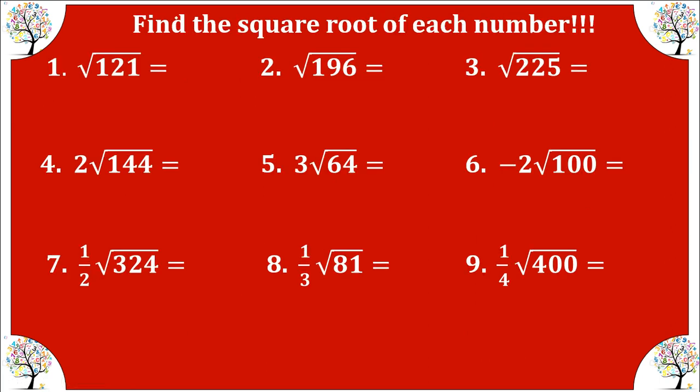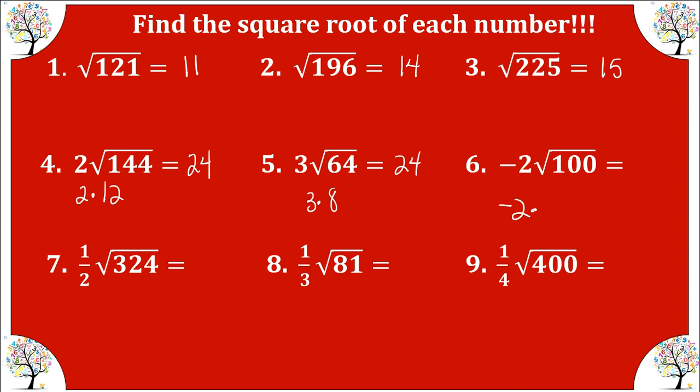Let's review finding the square root when we have a perfect squared number. The square root of 121, or undoing something that was squared, is 11. The square root of 196 is 14. The square root of 225 is 15. The square root of 144 is 12, times the coefficient 2 gives us 24. The square root of 64 is 8, times the coefficient of 3 gives us 24.